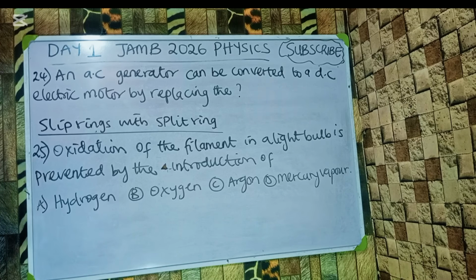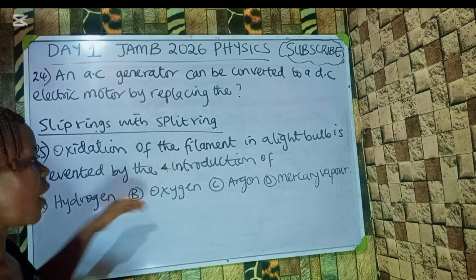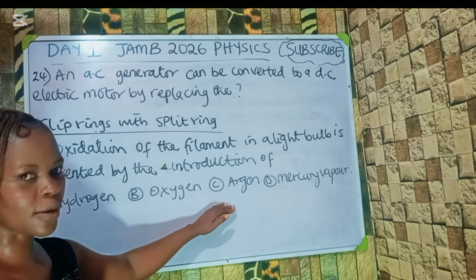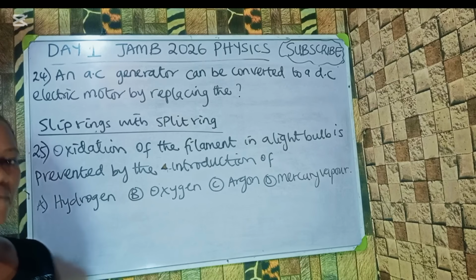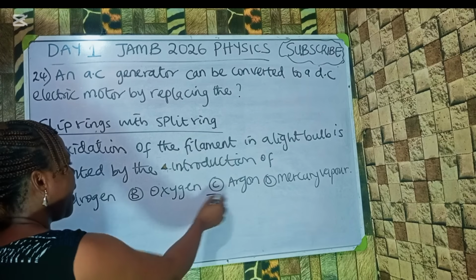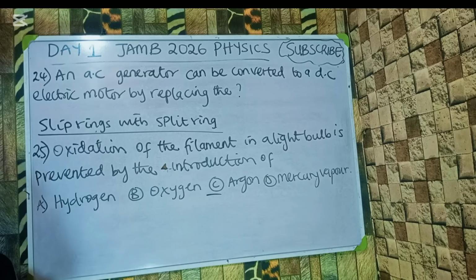Number 25. Oxidation of the filament in a light bulb is prevented by the introduction of what? Option A, hydrogen. Option B, oxygen. Option C, argon. Option D, mercury vapor. The correct option is what? Argon, which is option C.